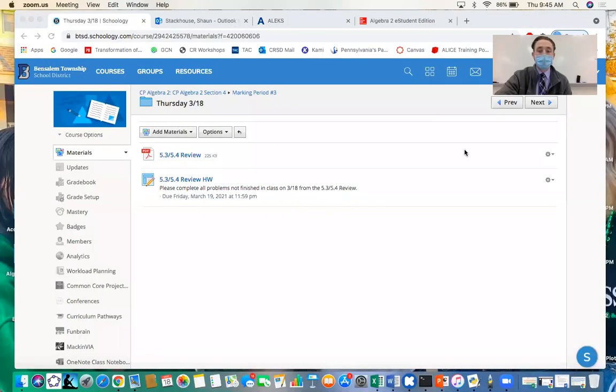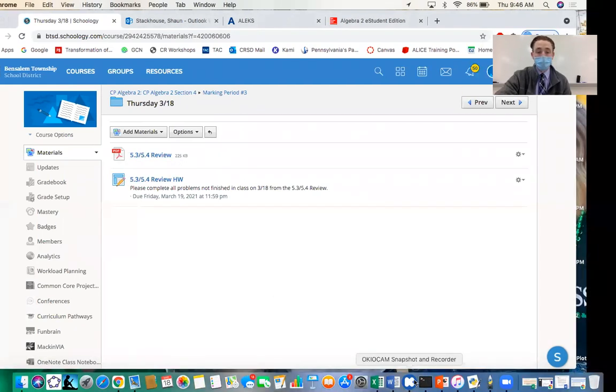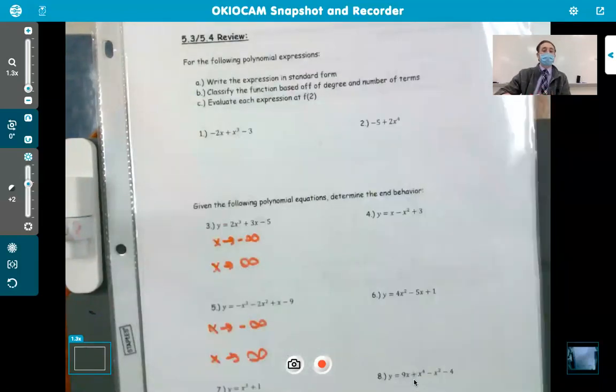Okay. So like I said, the review for today is in the folder. We're in sections 5.3 and 5.4. So taking a look specifically at graphing and some different characteristics of polynomial graphs. All right. The review looks like this.